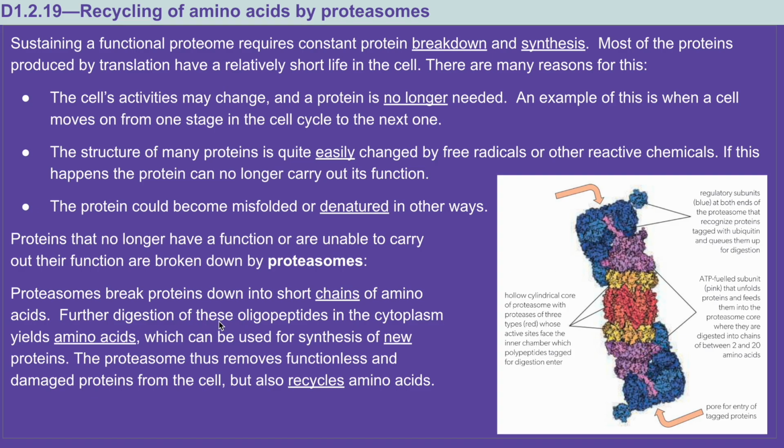Further digestion of these oligopeptides in the cytoplasm breaks them down completely back into their building blocks called amino acids. Oligo just is a prefix that means few. So we're just saying it breaks it down into just a few amino acids, and then now they're going to get fully broken down into individual amino acids that can be recycled and reused for synthesis of new proteins. The proteasome thus removes functionless and damaged proteins from the cell, but it also recycles amino acids.